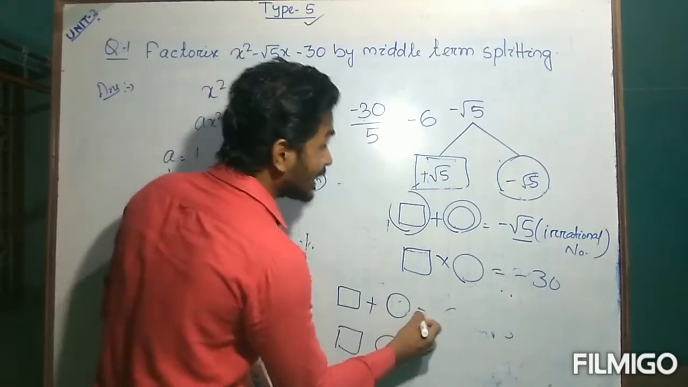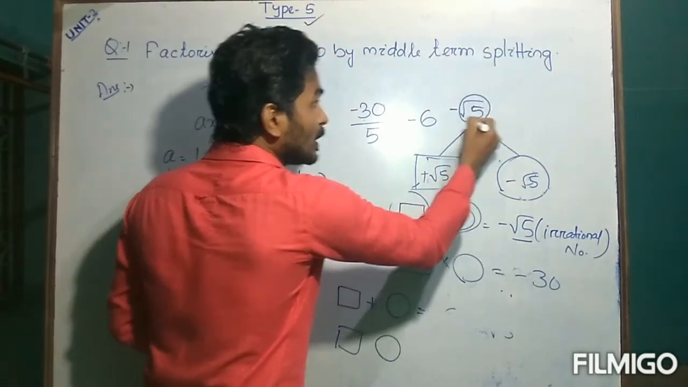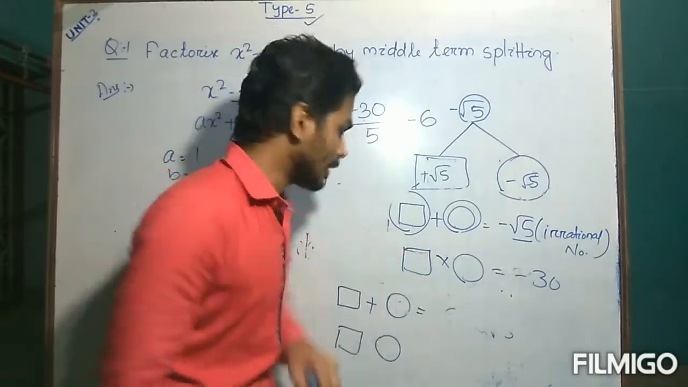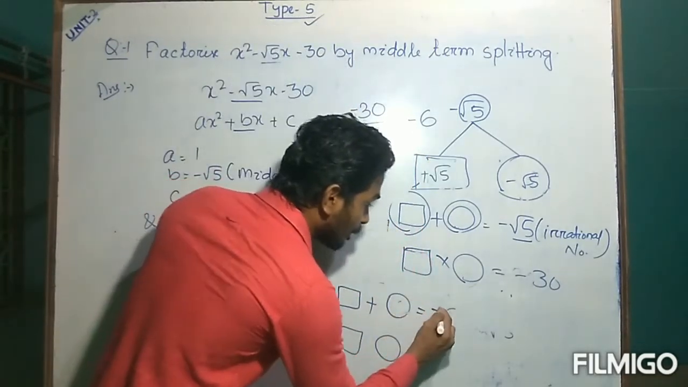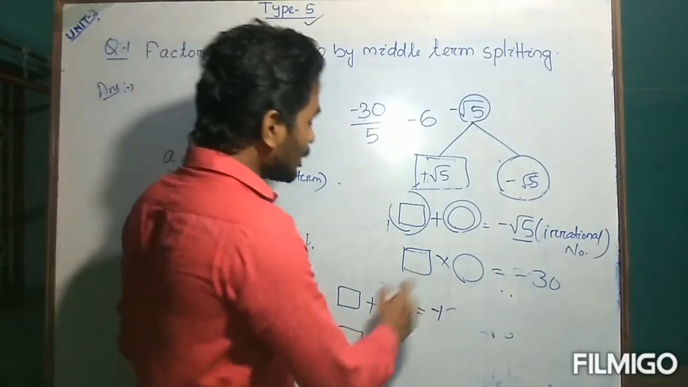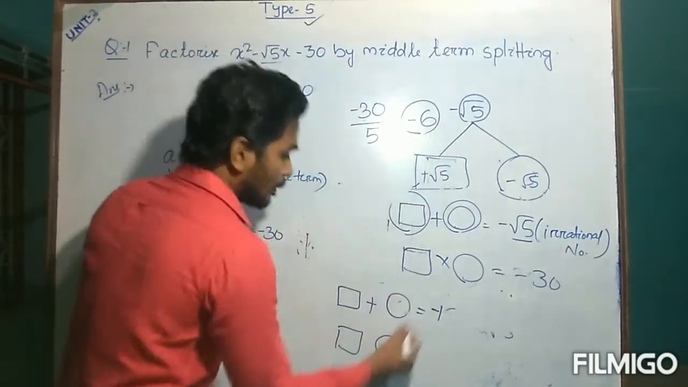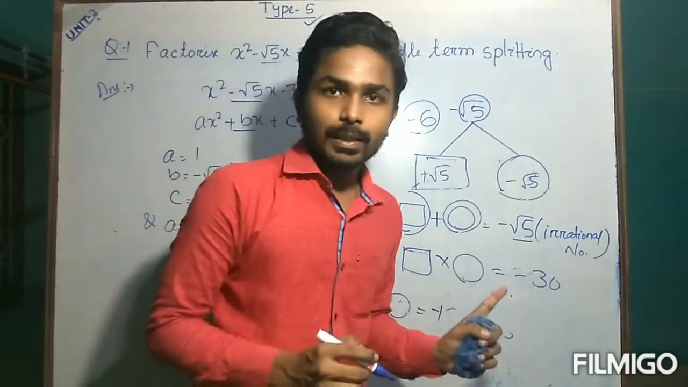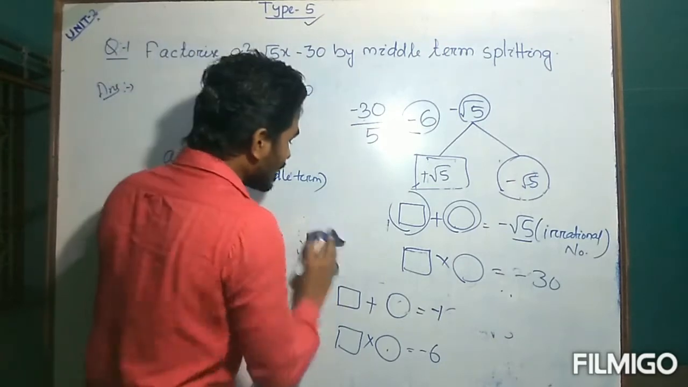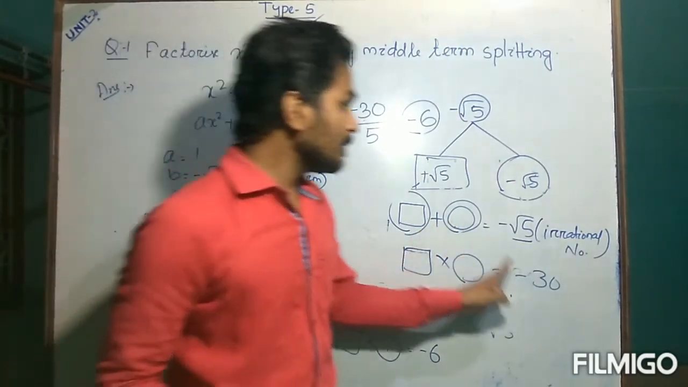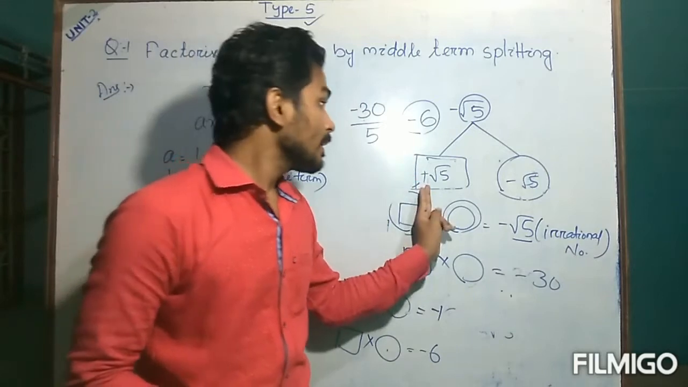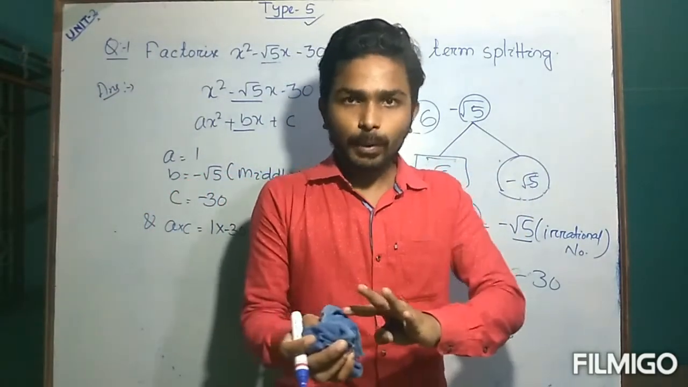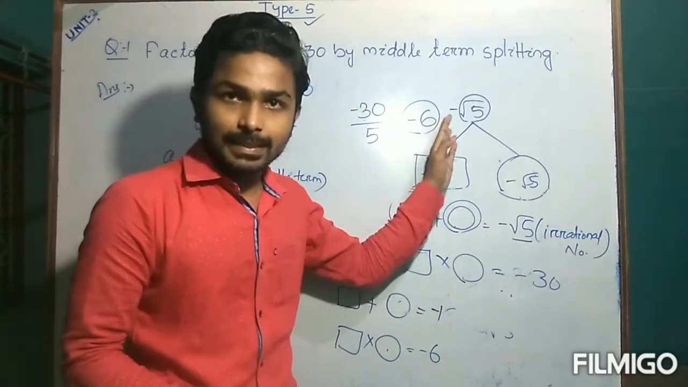their addition will give, see, after removing root 5, what do we have as the rational part? Minus 1. So their addition must give minus 1 and their multiplication must give minus 6. You need to remember this. So what we did here, we first divide minus 30 by the multiplication of the two same square root 5 into root 5. That is minus 6.